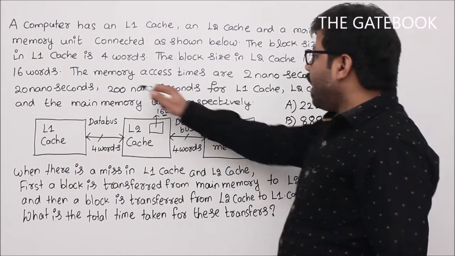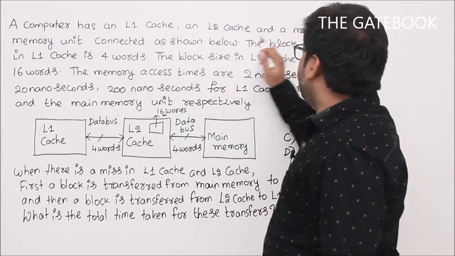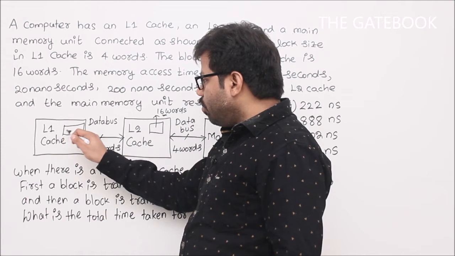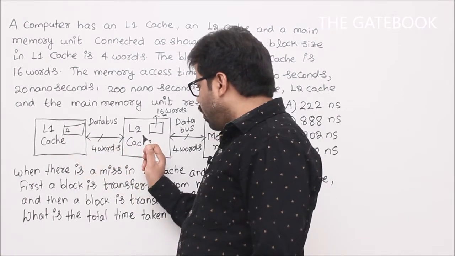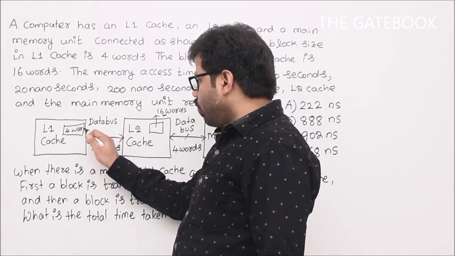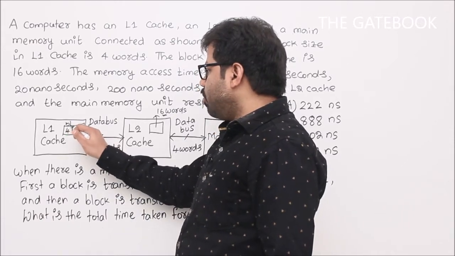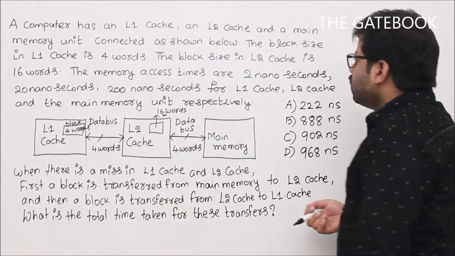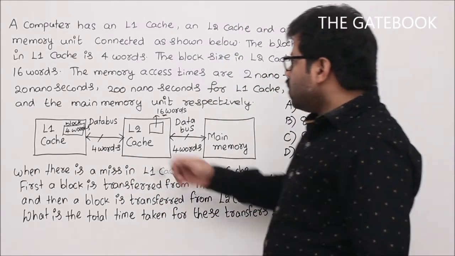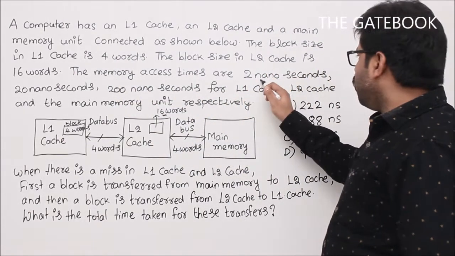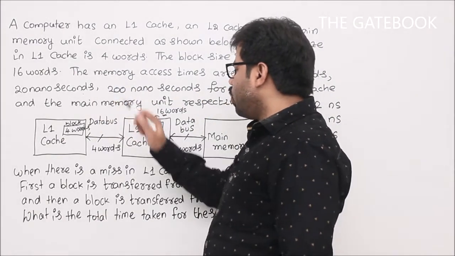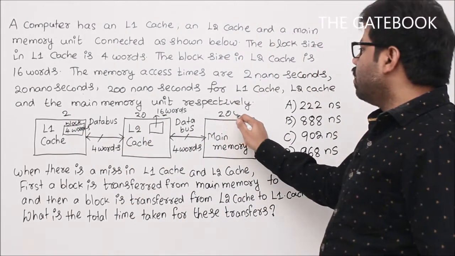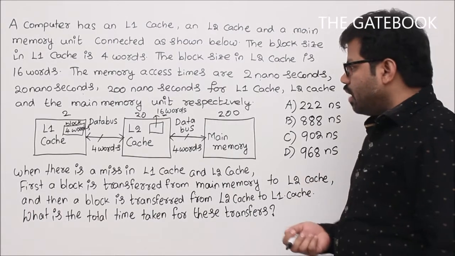Now, one more thing, the block size in L1 cache is 4 words. That means L1 allows only a block size of 4 words. Whenever we transfer data from L2 to L1, it allows only 4 words, because here maybe the spatial locality is fixed to 4 words. Now the memory access times are given as 2 nanoseconds, 20 nanoseconds and 200 nanoseconds for L1 cache, L2 cache and main memory.